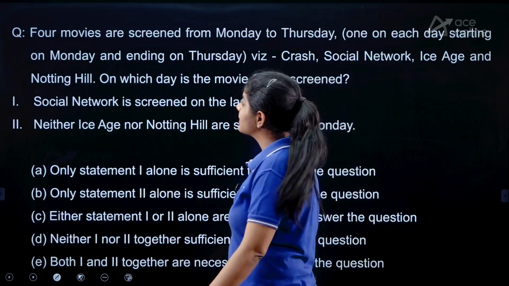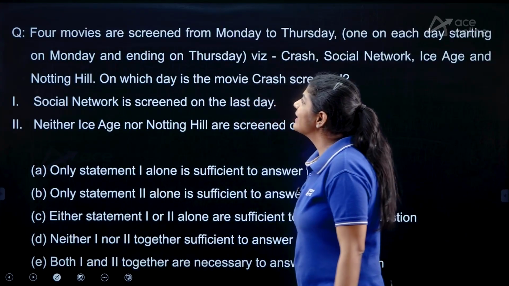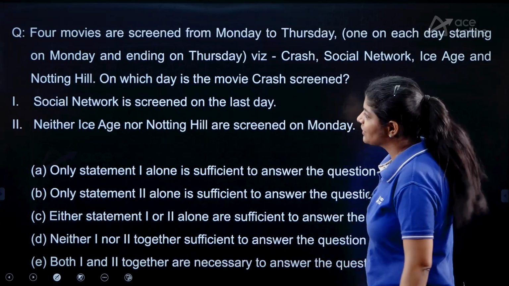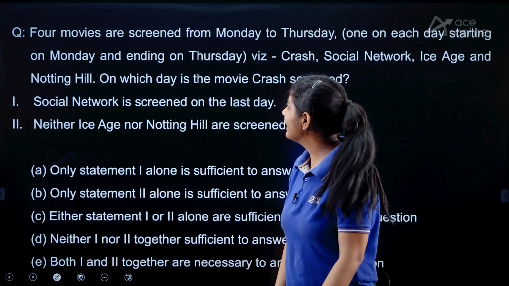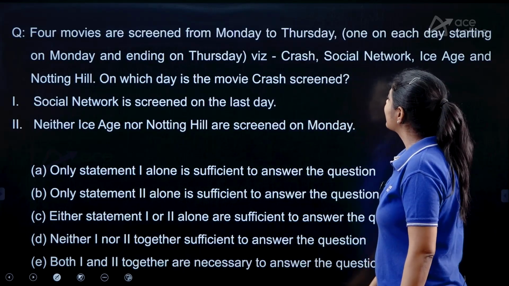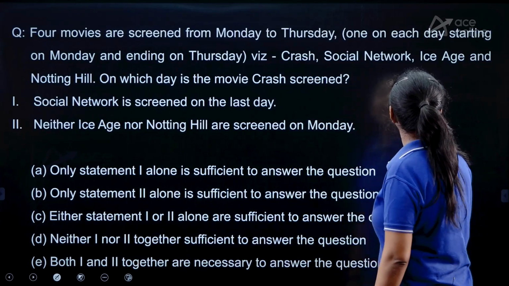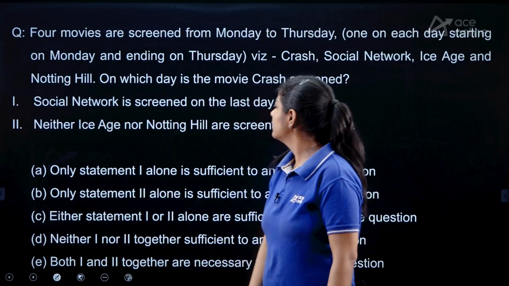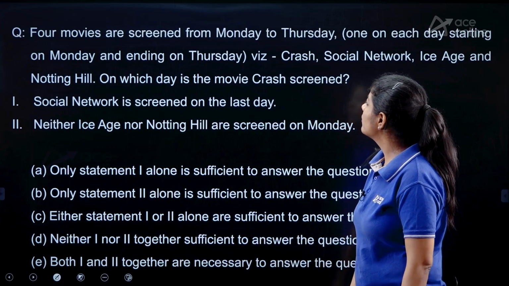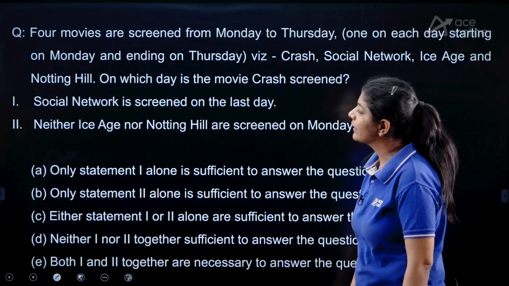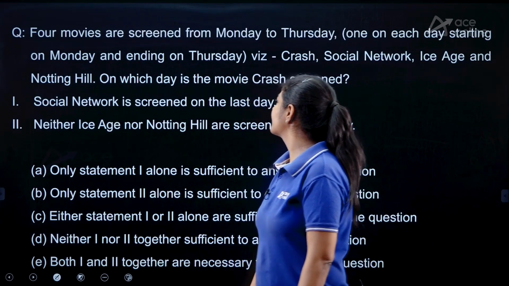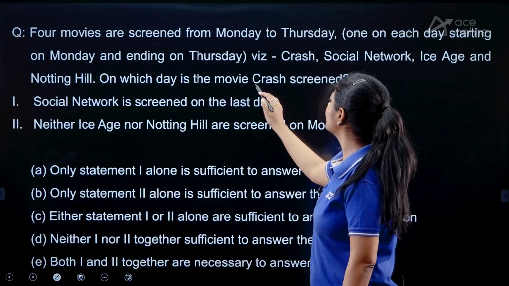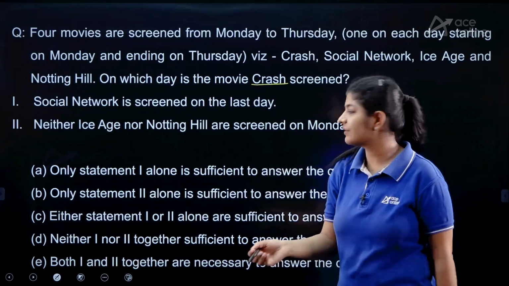The next question says that 4 movies are screened from Monday to Thursday, one on each day, starting on Monday and ending on Thursday. That is Crash, Social Network, Ice Age and Notting Hill. On which day is the movie Crash screened? First, Social Network is screened on the last day, that means on Thursday. But we need to find out on which day Crash is screened.